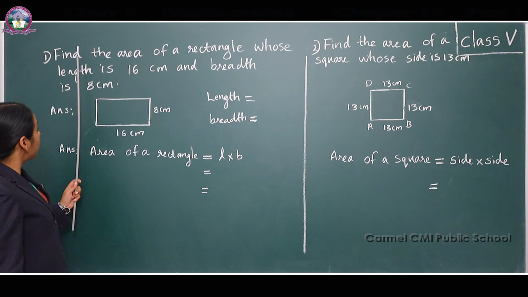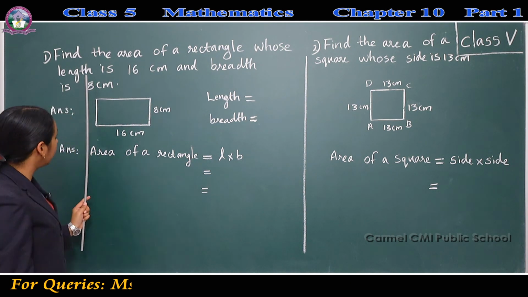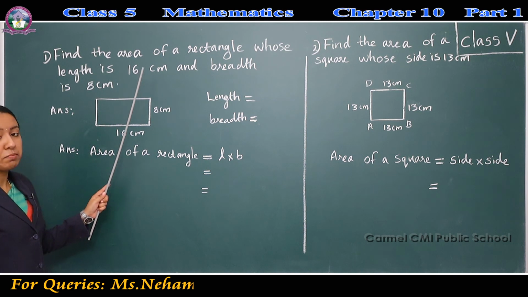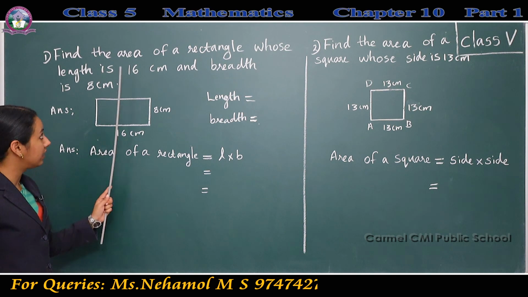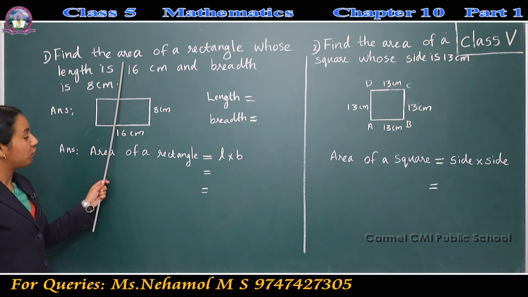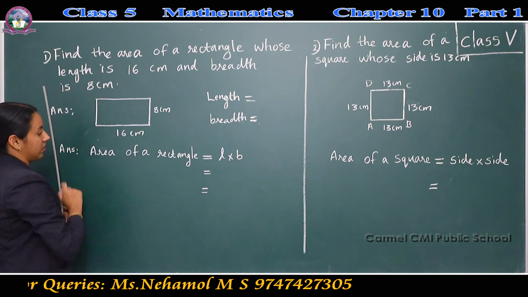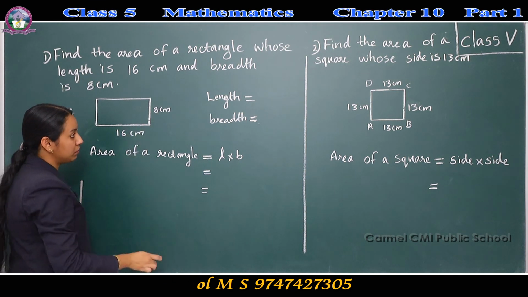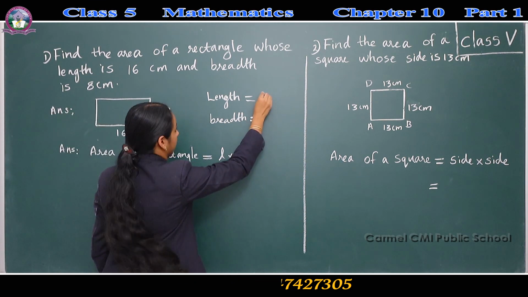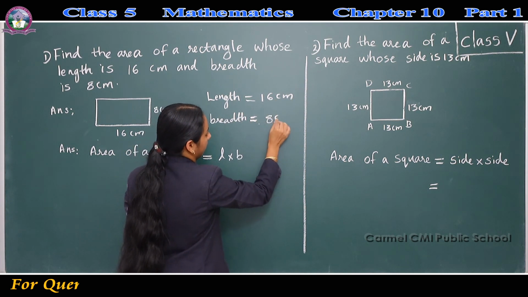First one, find the area of a rectangle whose length is 16 centimeter and breadth is 8 centimeter. Length and breadth are given. We have to find area of the rectangle. This is the rectangle. Length 16 centimeter, breadth 8 centimeter.